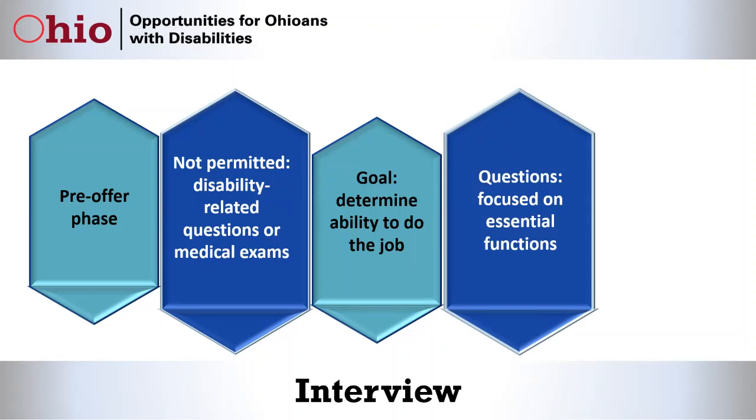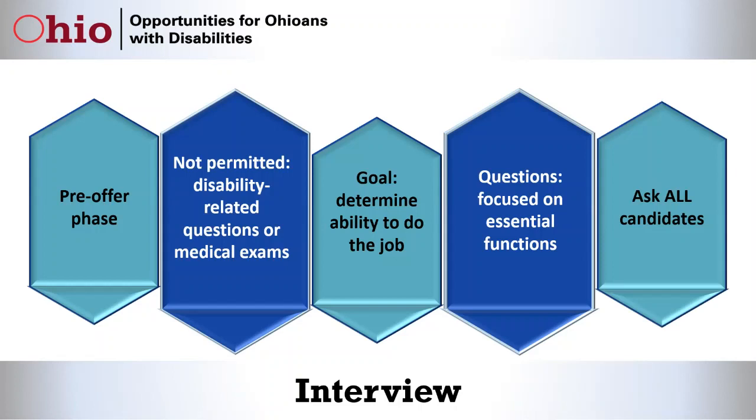Remember, the ADA requires employers to determine whether a candidate with a disability is qualified for the job based on their ability to perform the job's essential functions. So employers can make this determination and obtain the information they need during the interview through the questions they ask all candidates about performing the job's essential functions. And there's a few ways to go about this.